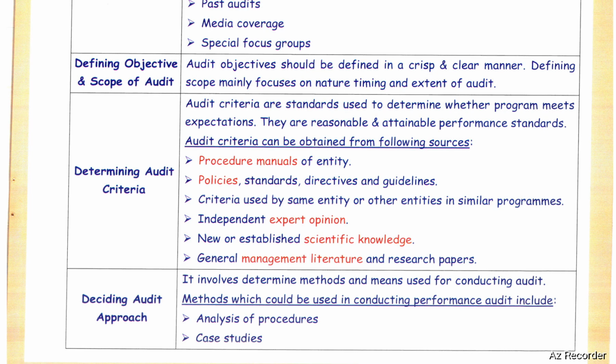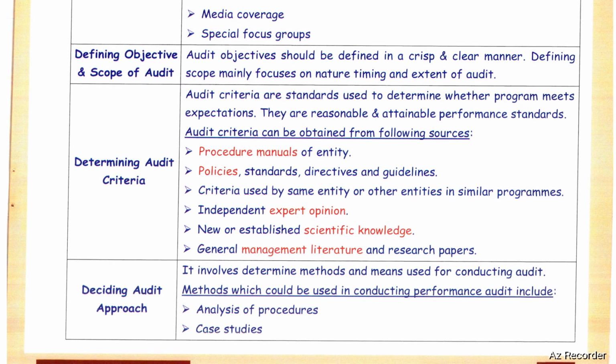Audit criteria can be obtained from the following sources: procedure manuals of the entity, policies, standards, directives, and guidelines, criteria used by the same entity or other entities in similar programs, independent expert opinion, new or established scientific knowledge, general management literature, and research papers.